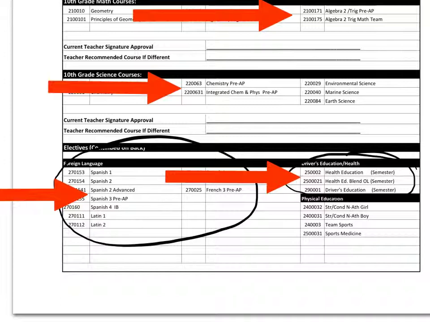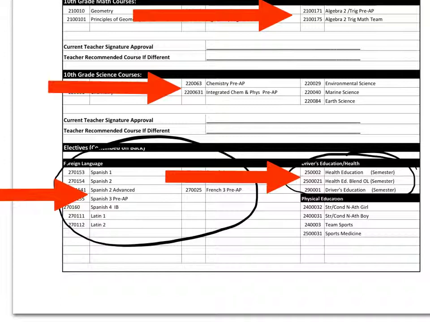The main difference here between health education and health ed blended online is that one is a face-to-face, 5-day-a-week class. The second one, 2500021, is called a blended online class. It meets face-to-face 1 day a week, and the rest of the work is completed online. Blended online is a good option if you're having to take 8 classes, for example, and you want to give yourself a little more time during the school day. You might consider the blended online option. And then, like I said, most people pair that with driver's ed.